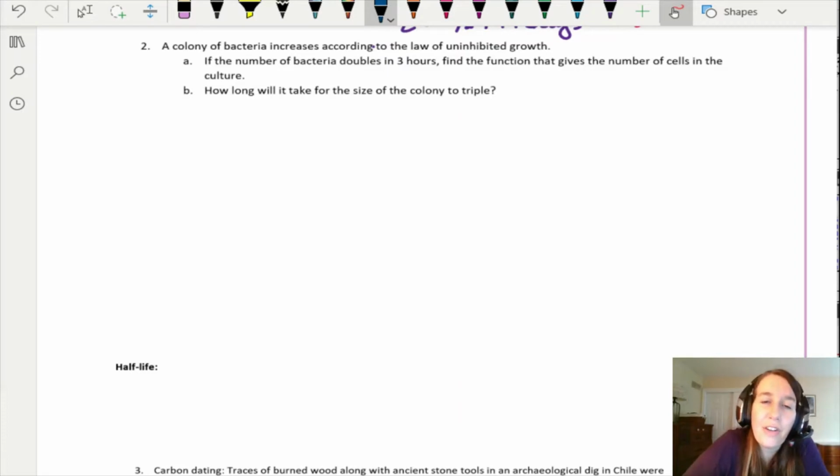Okay, let's look at another example of uninhibited growth. This one will not be quite as long as the last one, I promise. Thanks for sticking with me there on that one that just kept going and going. This one only has two parts.